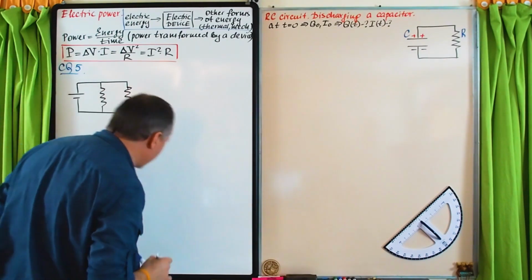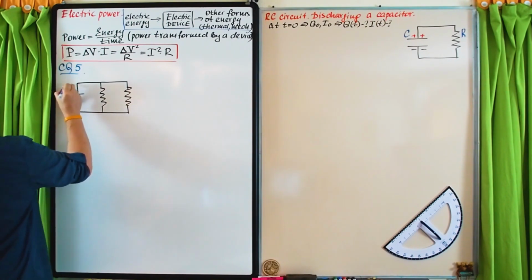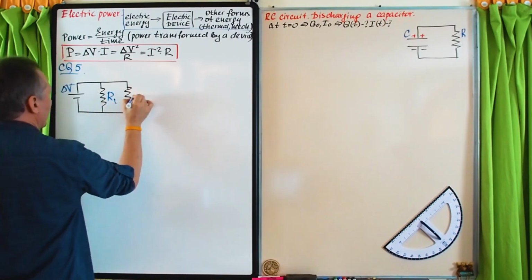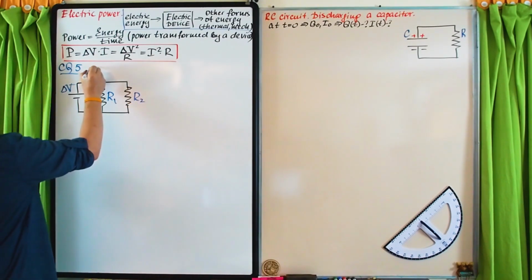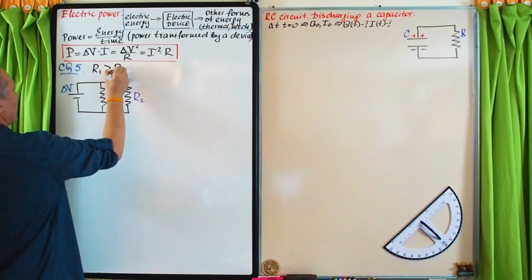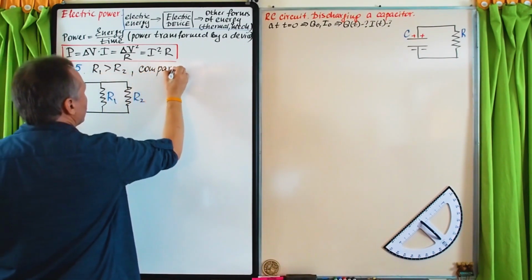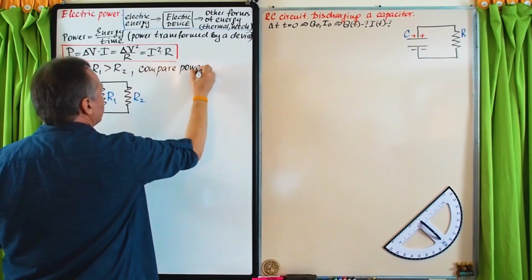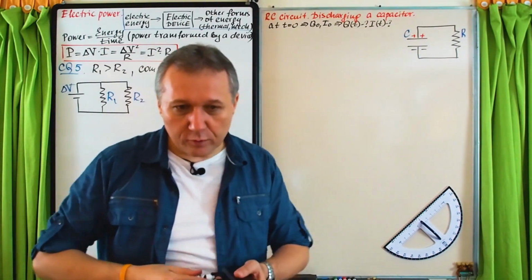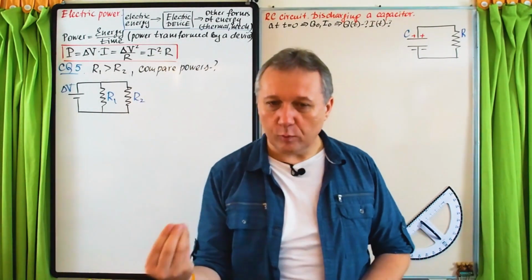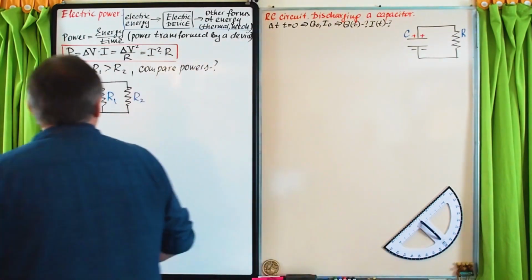So delta V and R1 and R2. And again, what we know is that R1 is larger than R2. So we need to compare powers dissipated in these resistors. Of course, you know that the resistors will feel warm if you touch them. That's the power we're talking about.